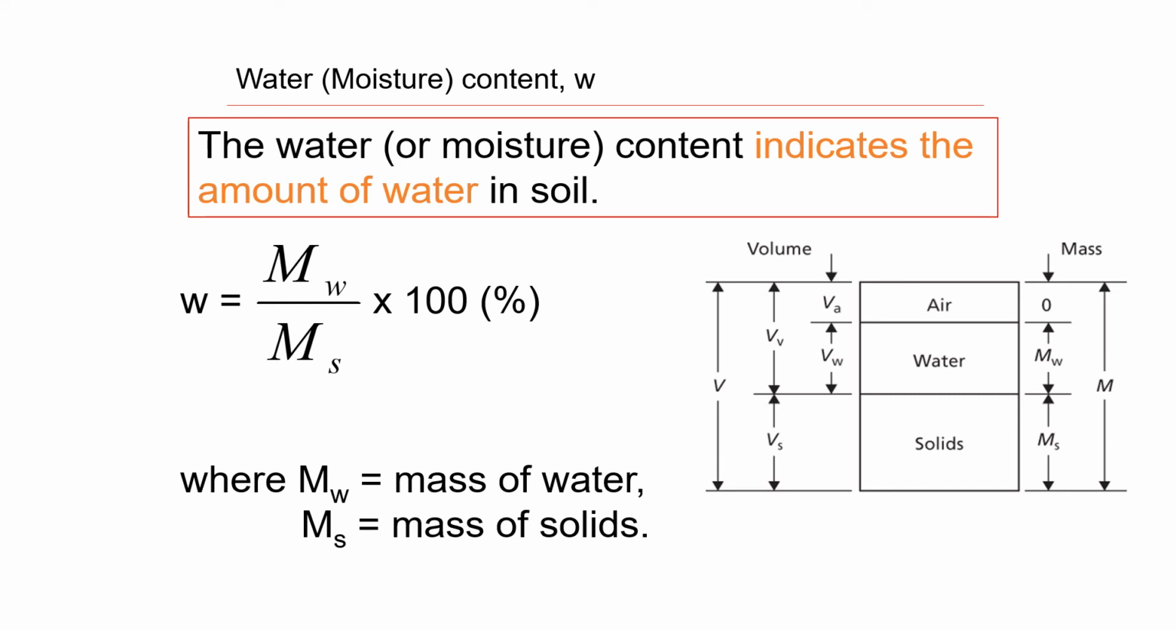Moisture content, or what we call water content, is also a very important parameter that we use to describe soil in situ, and it shows how much water is in the soil. In this case, we're going to use the mass of water, and we will divide it by the mass of solids. And very commonly, we use percentage, so we will multiply it by 100% to get the water content of soil.